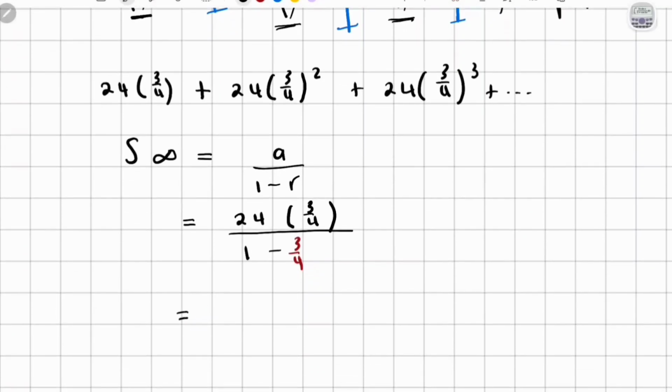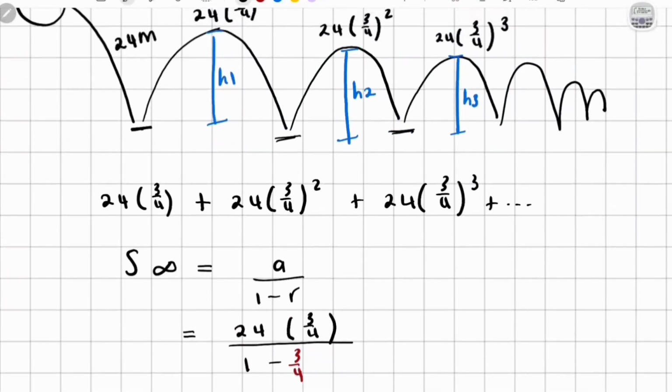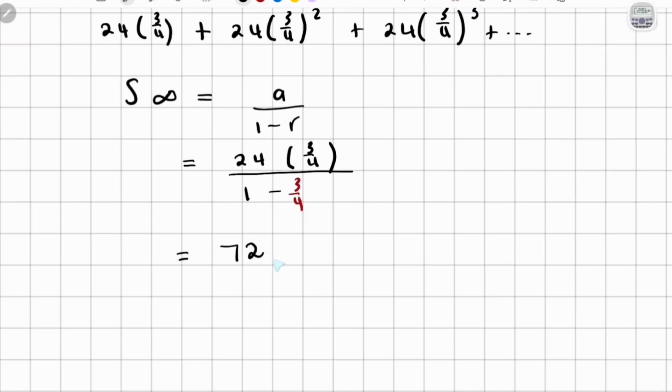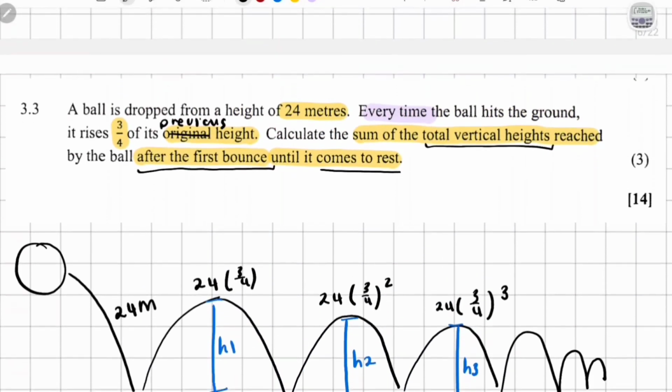And then we can just put this onto a calculator and get our answer. So let me go ahead and put it on. And our answer is 72. But remember, these are heights. So let's go ahead and see exactly, it's in meters, right? Because it was dropped from 24 meters. So the answer is 72 meters. And that is the answer for 3.3.